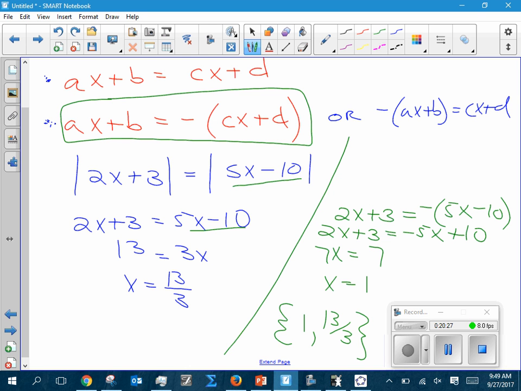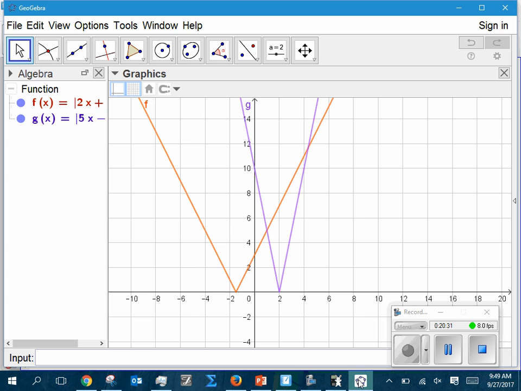And if you go back to the graph here, that x value right there is going to be an x value of 1. And this one right there, we can trace down, that's about 4 1/3. So it is. Does that kind of make sense?